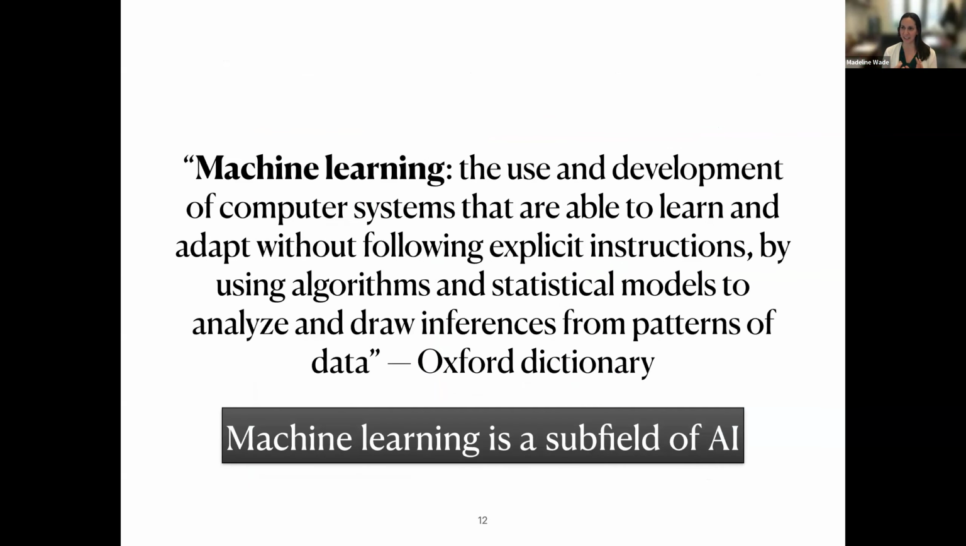AI is a catch-all term that encompasses so many things. Machine learning is a slightly more specific version of AI. So machine learning is the use and development of computer systems that are able to learn and adapt without following explicit instructions. Machine learning is the AI-specific application that I use in my research, but even machine learning is pretty broad.